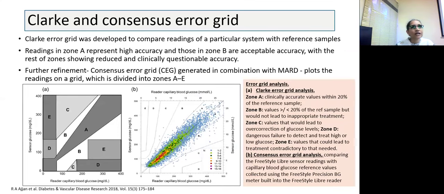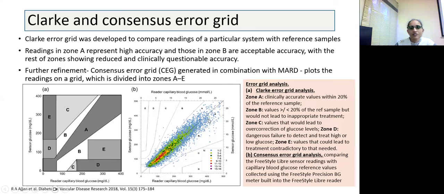So in addition, because CGM gives us a lot of readings, these readings are plotted on a graph against the blood glucose readings, capillary glucose readings, and a graph is plotted like this. So all the values that are in the Clarke error grid analysis, A and B, are considered relatively accurate, and that leads us in the right direction of treatment.